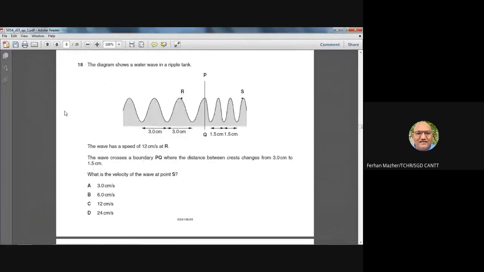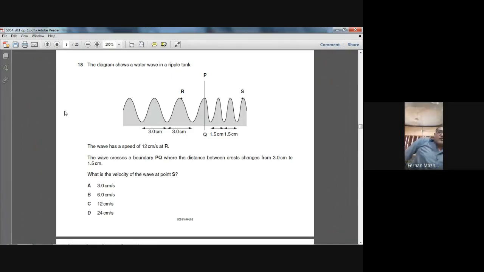Okay. The diagram shows a water wave in the ripple tank. The wave has a speed of 12 centimeters per second at R. The wave crosses the boundary P2 where the distance between the crests changes from 3 centimeters to 1.5 centimeters. What is the velocity of the wave at the point S?